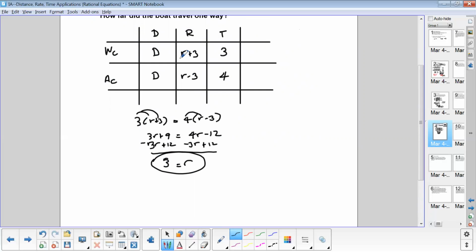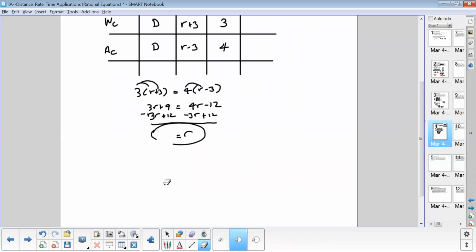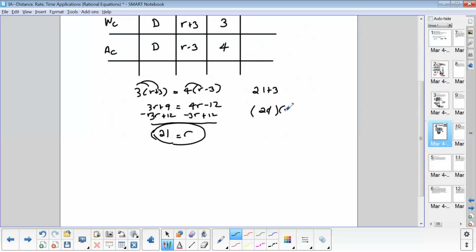I'm sorry, that's not 3, that's 21. 21 is the rate. So when I substitute back here, I get 21 plus 3 is equal to 24, and that number multiplied by 3. And 21 minus 3 is 18, and 18 times 4. Both should produce the same distance.